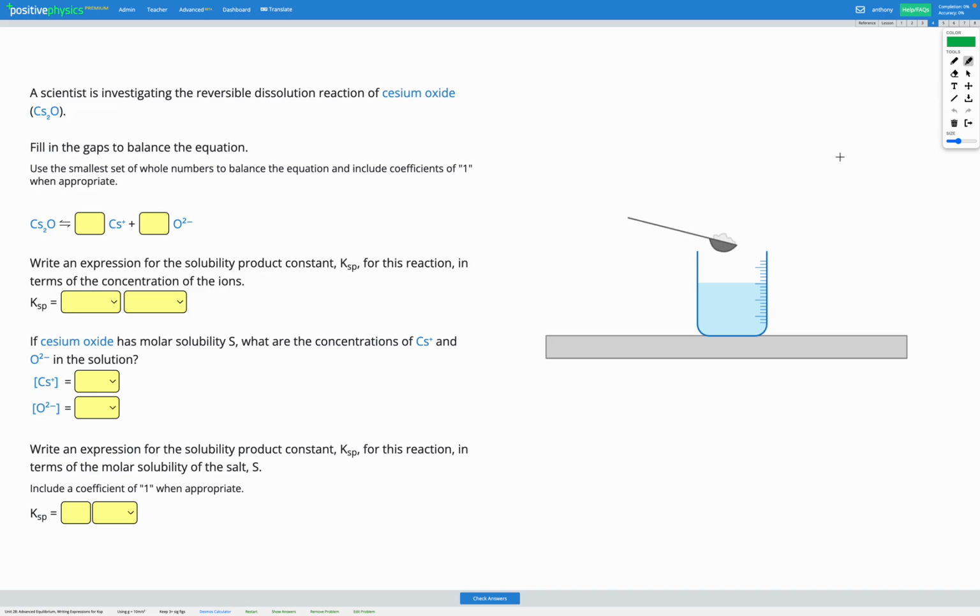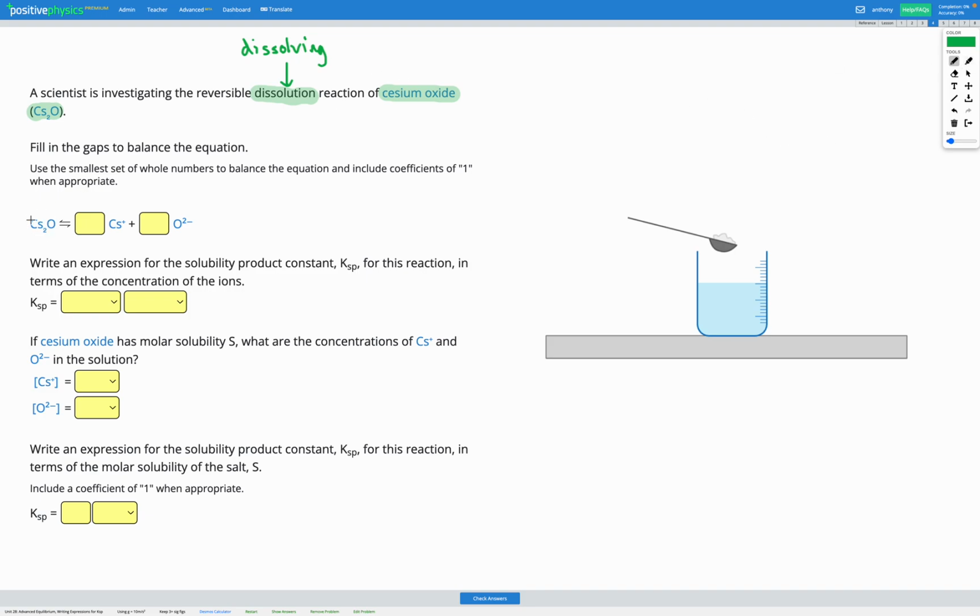In this question, a scientist is investigating the reversible dissolution reaction of cesium oxide, Cs2O. Dissolution means dissolving. So in other words, we're dissolving cesium oxide in water. Our first step is to fill in the gaps to balance the equation.